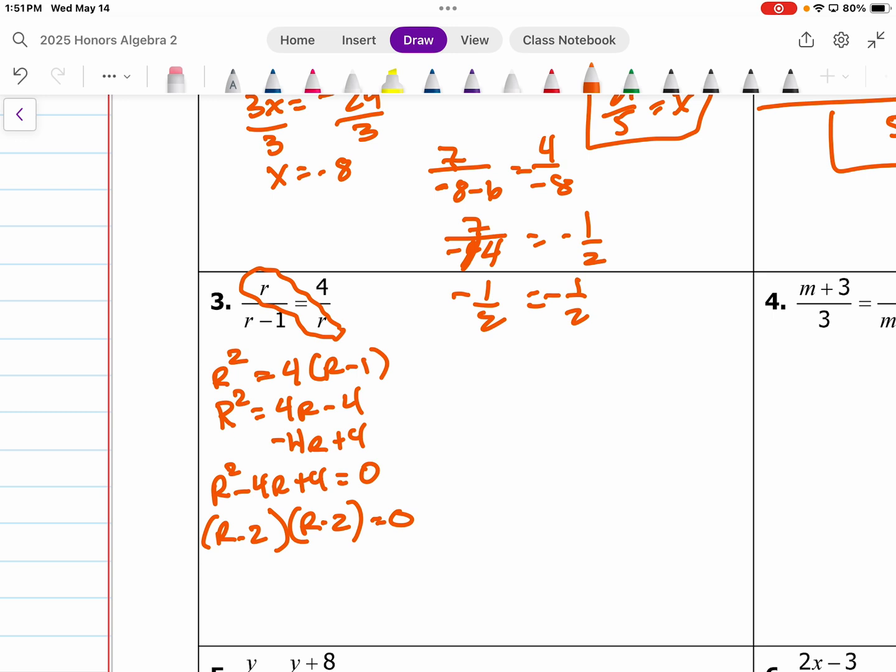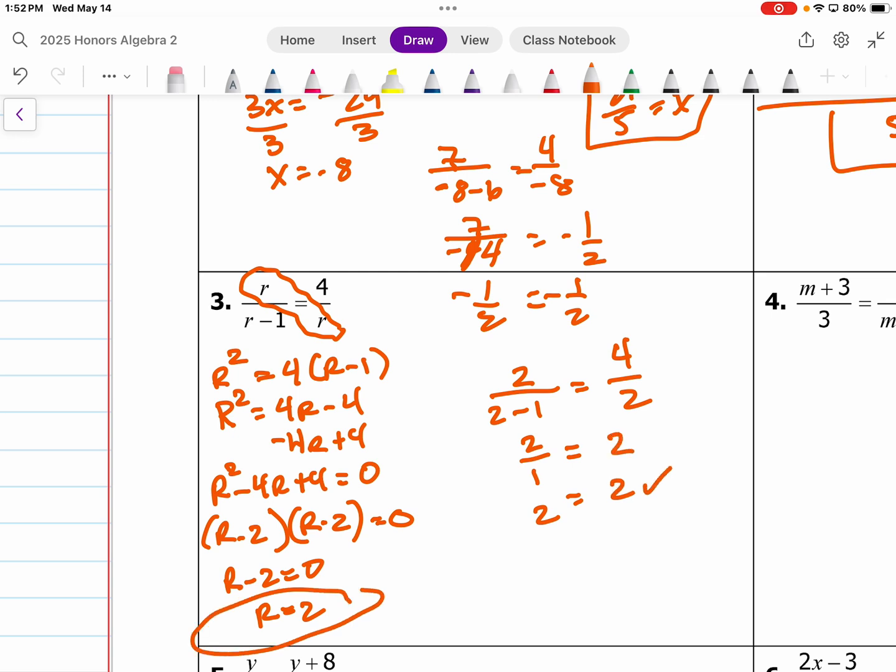And really, I only have to solve one of them because they're identical. So I can just solve one of them and find out that r is equal to 2. And then I'm supposed to, again, check it. So 2 over 2 minus 1, are you equal to 4 over 2? Well, that'd be 2 over 1, which is 2. That's the left side. Right side is 4 divided by 2, which is 2. So, hey, there's my one solution.